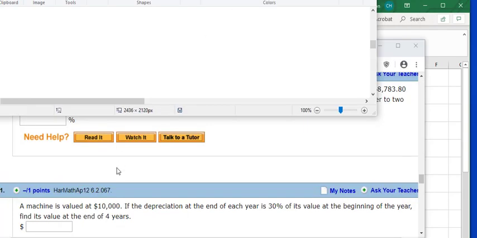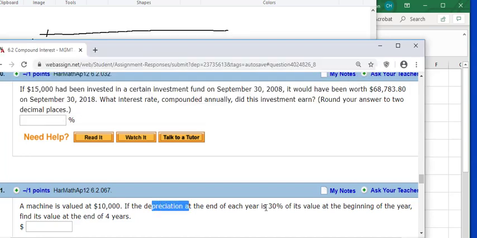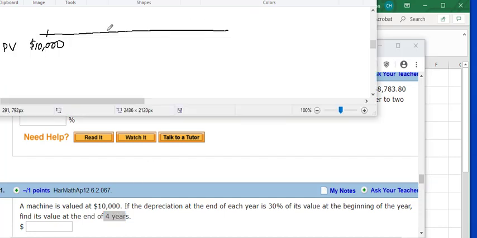Let's do number 11. I'm going to do it 2 ways, one by hand and one on Excel. A machine is valued at $10,000. That's its value right now. So it'd be like a present value. If the depreciation at the end of each year is 30% of its value, so it loses 30% every year, find the value at the end of 4 years.